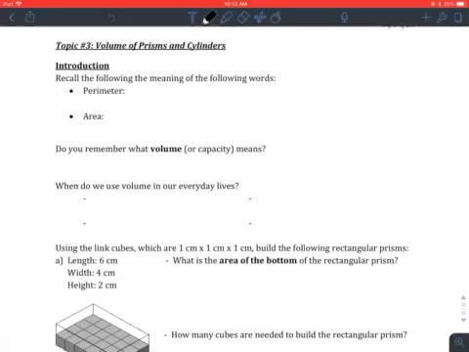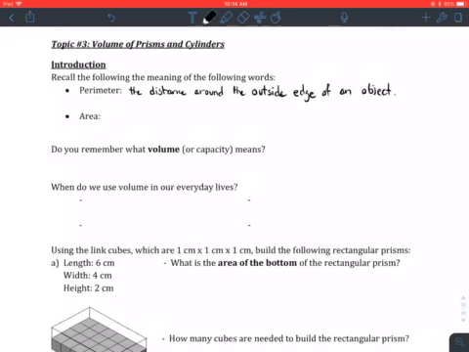All right, let's take a look at topic 3. We're going to look at volume of prisms and cylinders. And if we were to look at the first two words down below, perimeter and area, we could say that the perimeter is going to be the distance around the outside edge of an object. Now, area is something we've been working with for about a week.